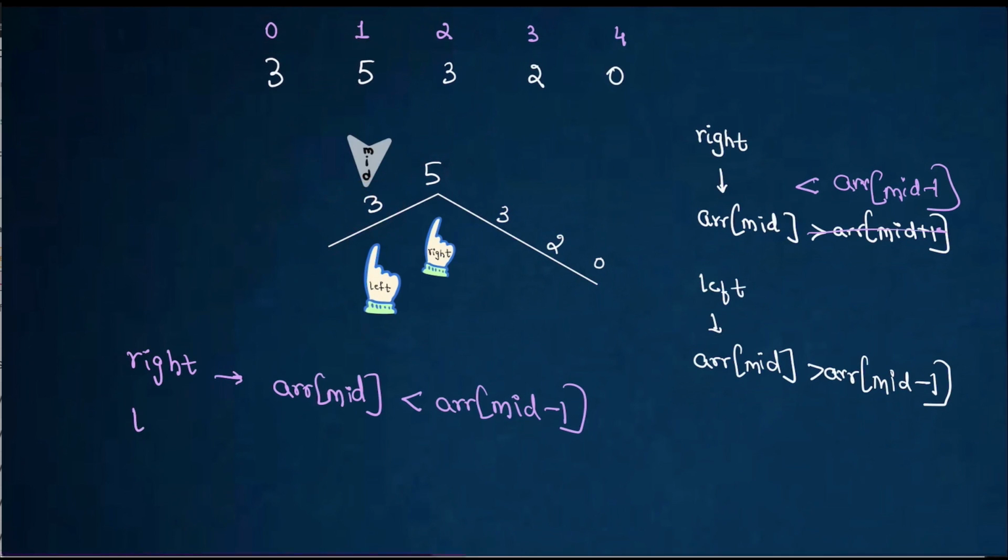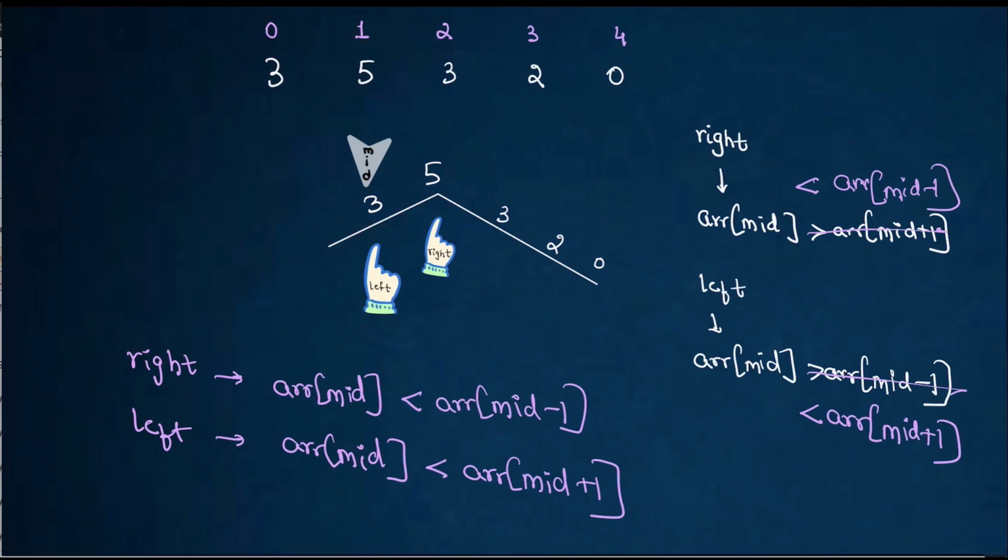So we can write when updating left pointer, we need to check if array of mid is less than array of mid plus 1. So we will be sure that mid plus 1 always exists. So that was a small edge case I wanted to show. So let's write a pseudocode now.